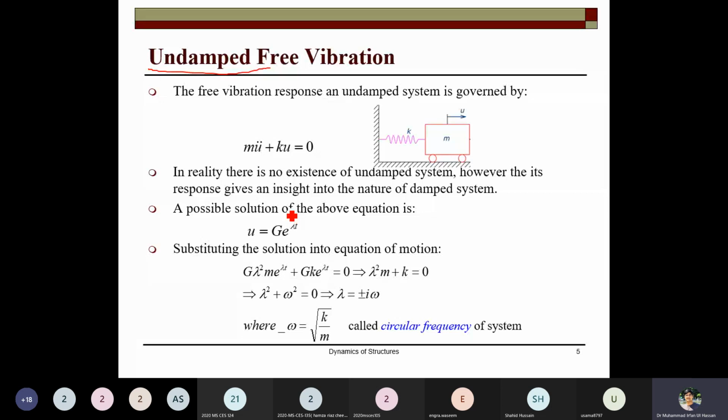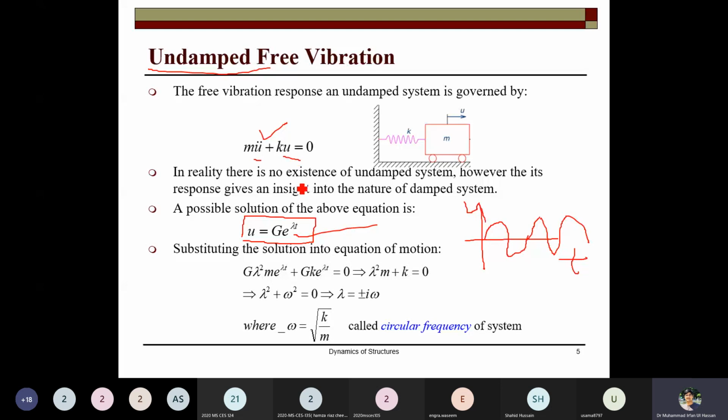You know that generally the solution of u can be represented in terms of G raised to the power e lambda t. Normally, for the response of any system, initially we have to assume how we can represent the response. u is basically a function of time. And for proving the relationship, let's say the u value is G e raised to the power lambda t.